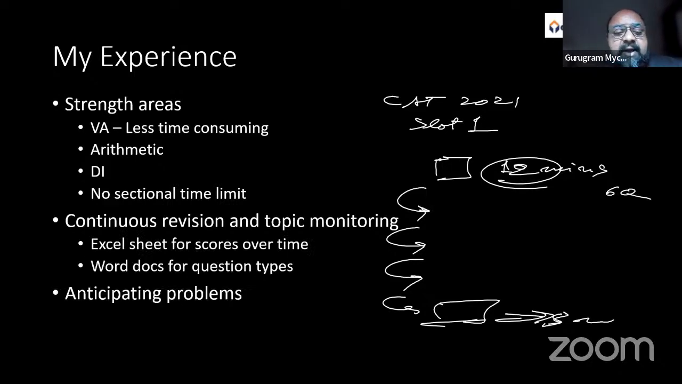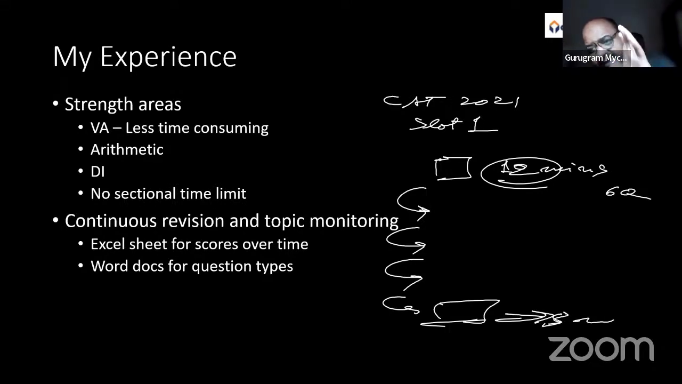Also, what I did was I was very, very meticulous about revision and monitoring each topic. So when I say these are my strength areas, this was not because I thought it was so. I created a core data set which clearly showed that my attempt and accuracy percentages were high in these sections, and therefore, I had Excel sheets. Also, I had prepared Word documents for different question types, which became my revision notes. Actually, I'm just saying this to be fancy. I had written them by hand on paper. But in your case, you can have Word documents.